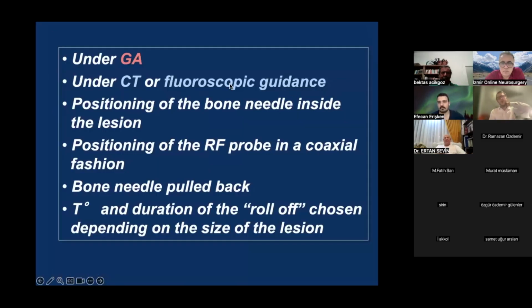We perform this radiofrequency ablation under general anesthesia because it could be painful. You can perform this procedure under CT or fluoroscopic guidance. So we position a bone needle inside the lesion. Afterwards, we will position the RF probe in a coaxial fashion, pull back the bone needle to avoid the contact between the bone needle and the active part of the radiofrequency ablation probe. And afterward, you connect the probe to the RF generator, and you start the radiofrequency ablation.